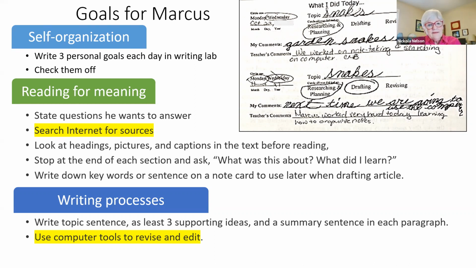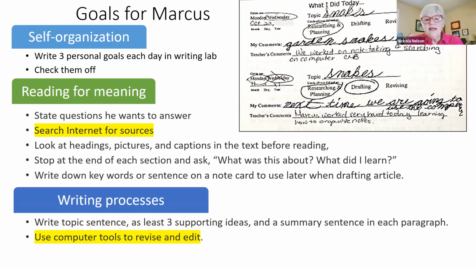And looking at headings and pictures and captions in the text before reading the segment, stopping at the end of each section and asking, oh, what was this about? What did I learn? And writing down keywords or sentences on a note card to use later when drafting his article. You see over here his planning sheet, what I did today.